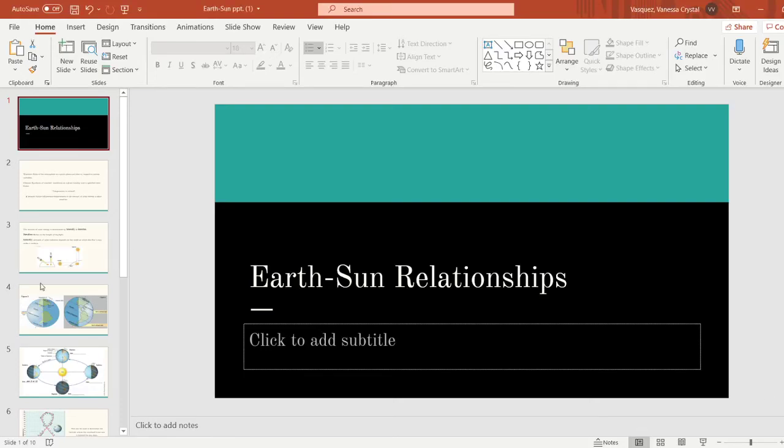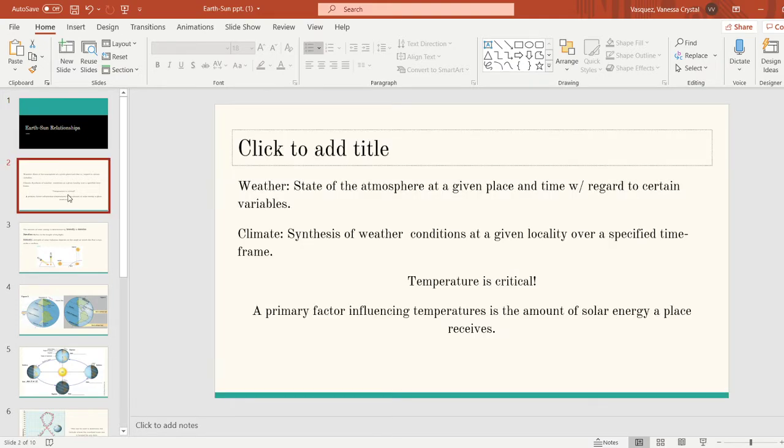Okay, hello class. So this week's concept is based on Earth-Sun relationships. To provide basic definitions: weather is the state of the atmosphere at a given place and time with regard to certain variables. Climate is the synthesis of weather conditions at a given locality over a specified time frame.